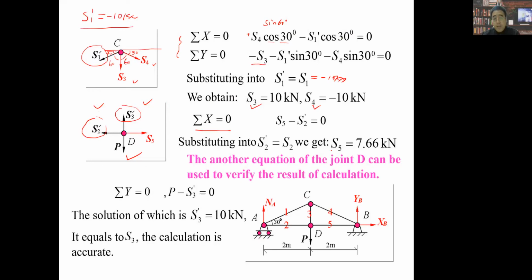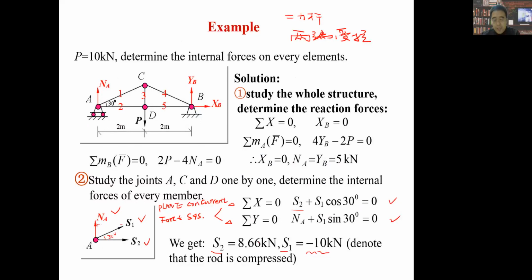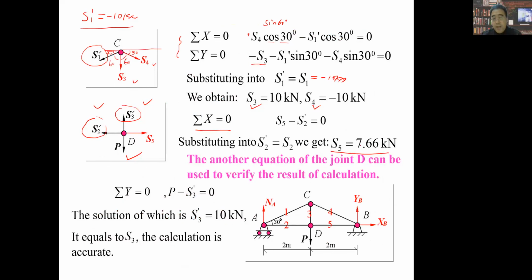So we get, is that okay? So here it is 8.66 and here it is written 7.66. It should be 8.66, right? But it's okay. It's not a very big problem. I just hope you guys can understand this so-called method of joints, right? The other equation of joint D can be used to verify the result of the calculation.